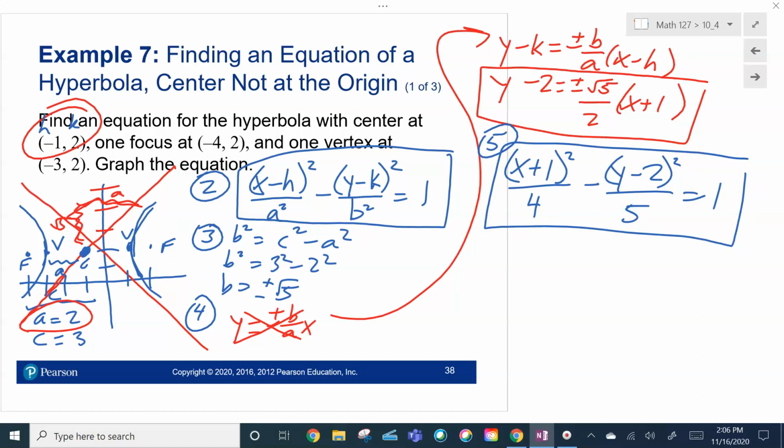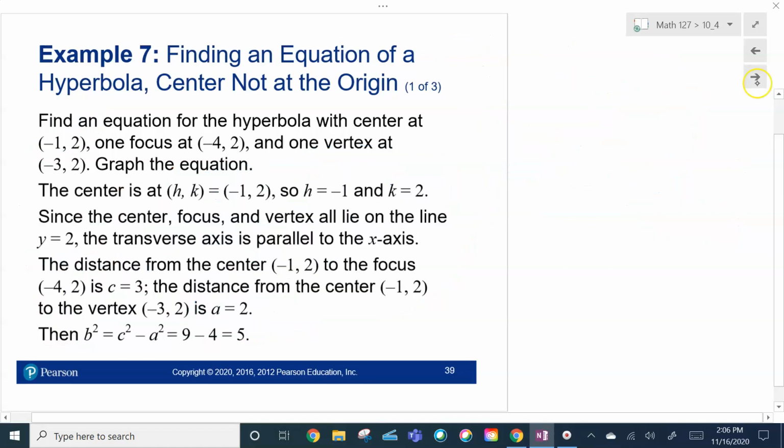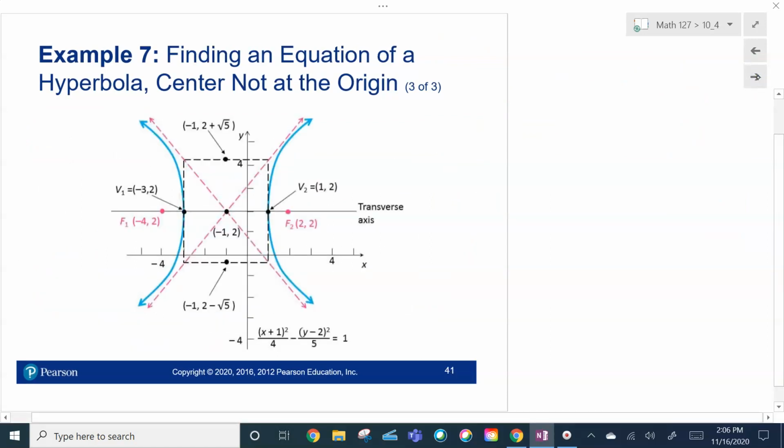Alright, so there's our equation. X plus 1 quantity squared over 4 minus y minus 2 quantity squared over 5 equals 1. There's a little picture of that thing with our asymptotes and our foci, all those points. You may even want to use graph paper when you're doing this.